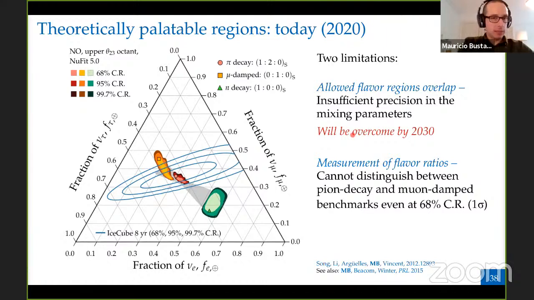However, this will become better by 2030 when other oscillation experiments have pinned down the values of the mixing parameters better. And the second thing is that the measurement of the flavor ratios is difficult. That's why these contours are big compared to the size of the expected regions. But this will also get better in a bit more time, by 2040, once all the neutrino detectors, or neutrino telescopes, turn on. Okay, so I will say one more thing and then a couple more things and then I'm gonna stop.